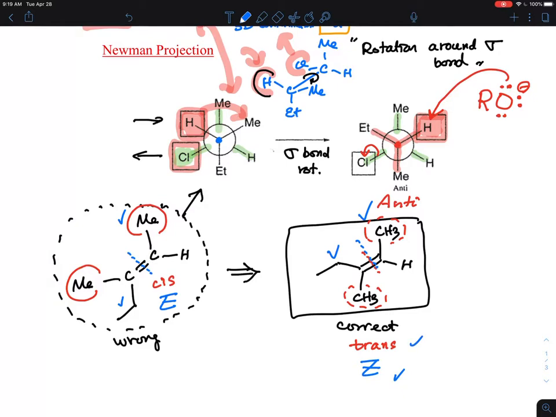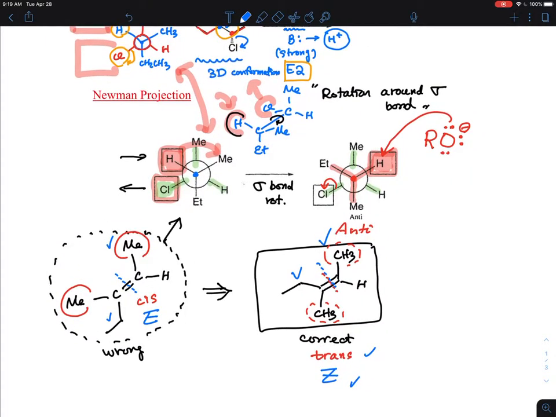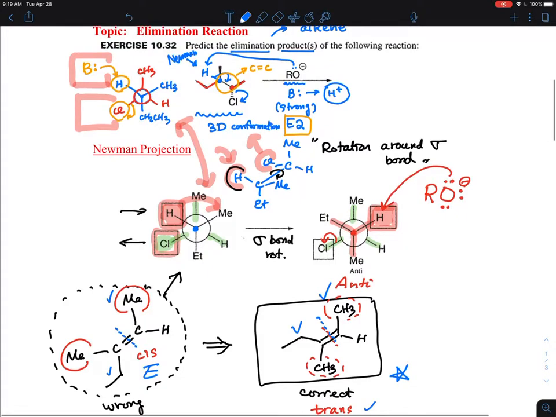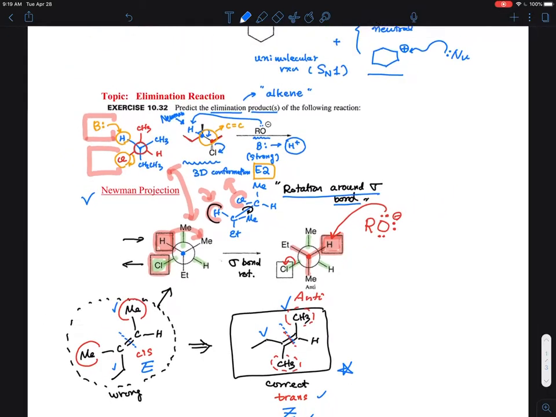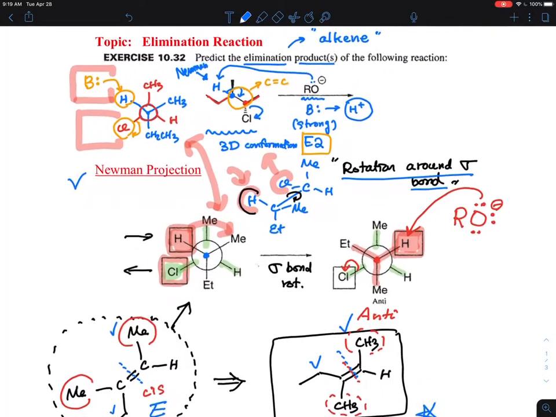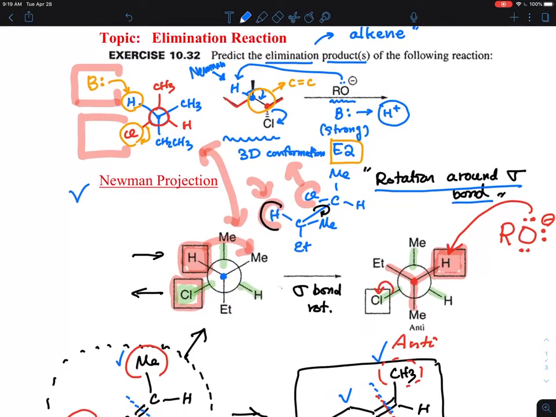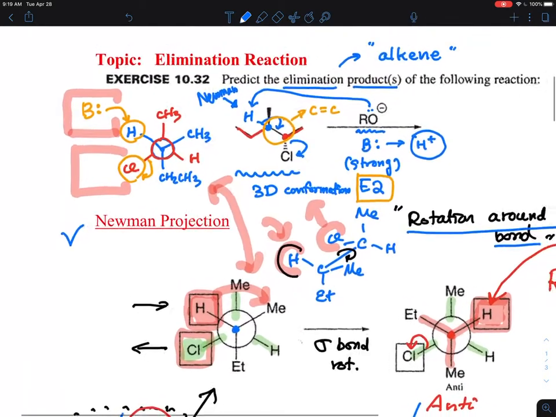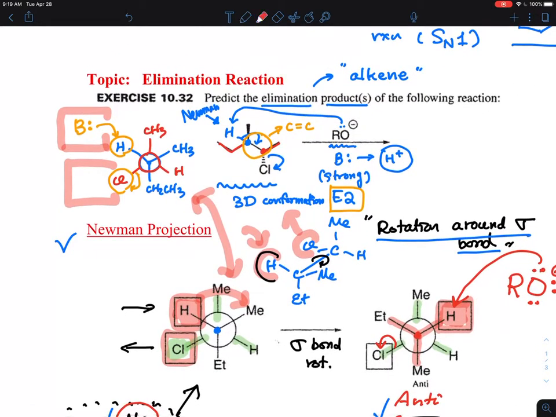At any rate, you want to connect this to the concept of Newman projections, where rotation around the sigma bond is possible. But that is very detailed. To me, the most important concept is actually trying to recognize this one.